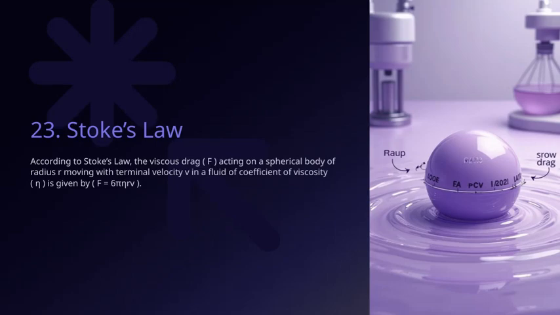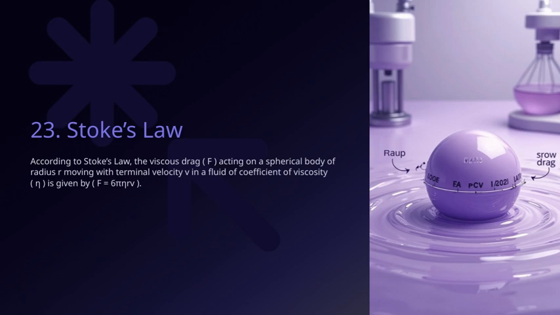According to Stokes' law, the viscous drag, which we denote as F, is the force exerted by the fluid opposing the motion of a spherical object. When this object, with radius r, is moving through the fluid at its terminal velocity v, the drag force can be calculated. The law states that F equals 6 times pi times the viscosity of the fluid, eta, times the radius r, and the velocity v.